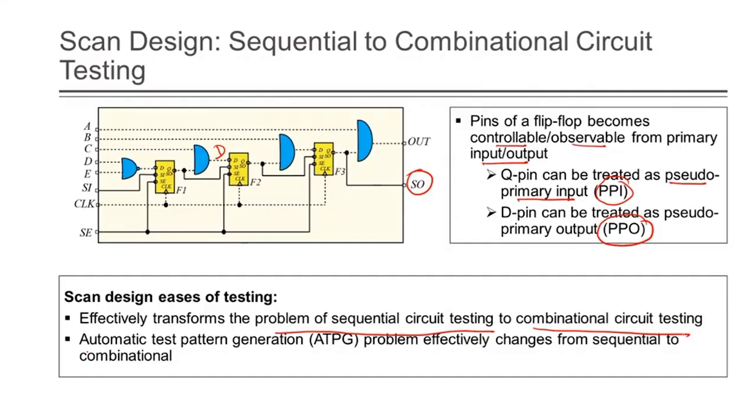Coming to ATPG, automatic test pattern generators, the problem effectively changes from sequential to combinational. Giving test cases to sequential circuits is difficult as there is feedback from the memory element. Since we are converting sequential to combinational, giving test cases through ATPG, automatic test pattern generation, becomes easy. The problem is effectively minimized.